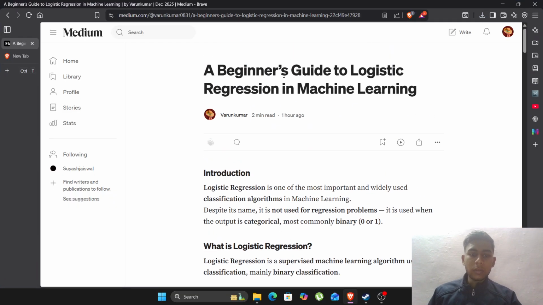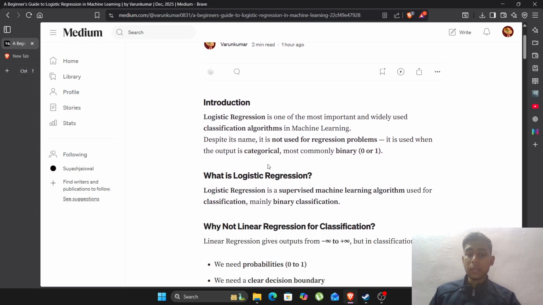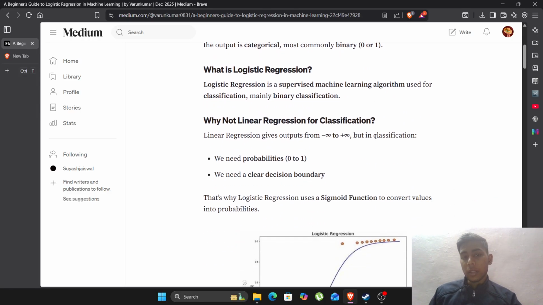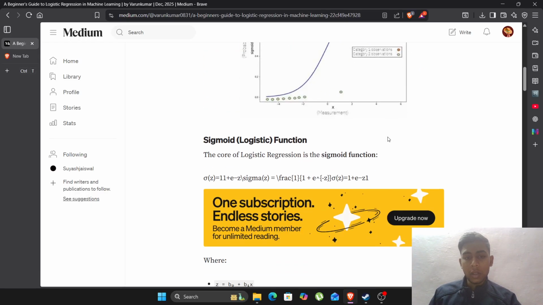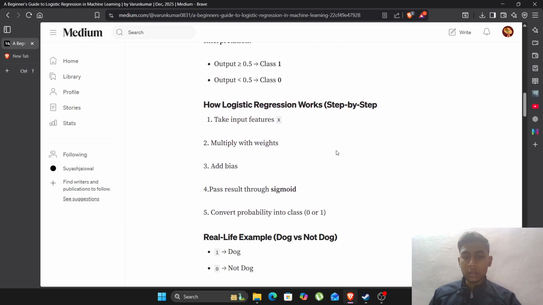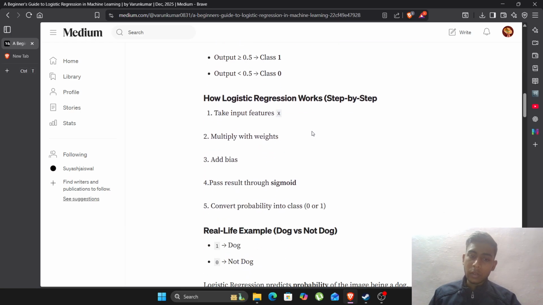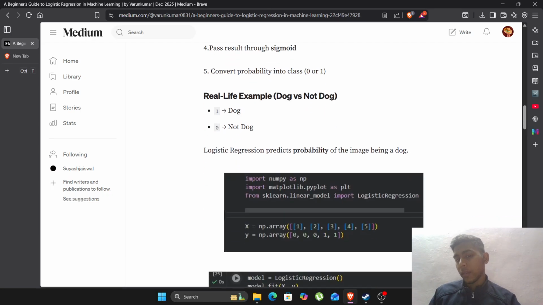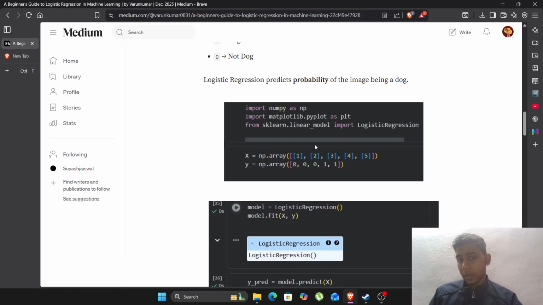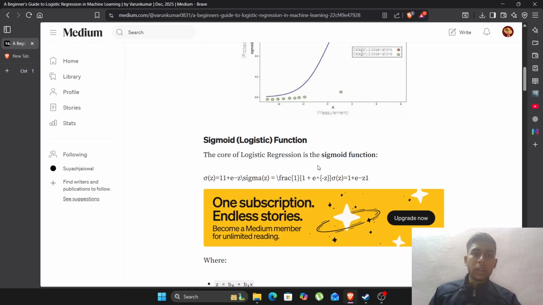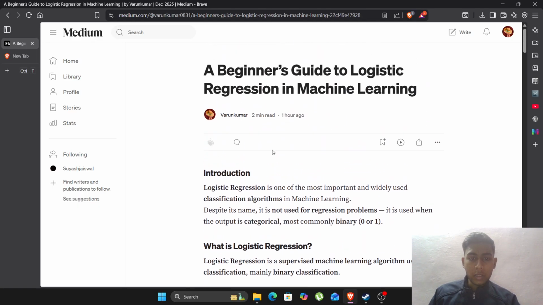Logistic regression. First we will start with our introduction of logistic regression. What we will learn in this: what is logistic regression, why not linear regression for classification, its function and how it works, a real life example, and the implementation of the code. So here we start the introduction.